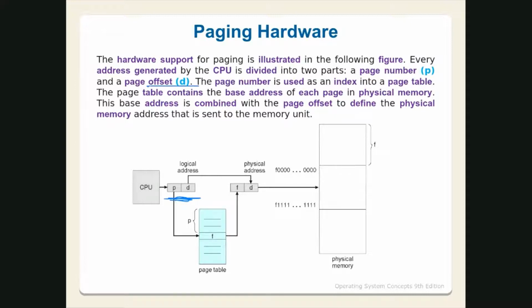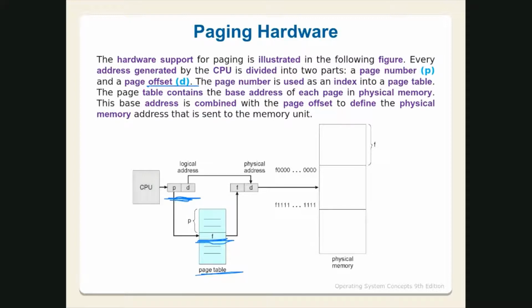Okay, then. So the page number refers to an entry in the page table. Can you see here? This is not a segment table anymore. It's a page table. So the page table contains certain details. What details does it contain? It contains the frame number. Can you see here? The page table contains F. F means what? Frame number.